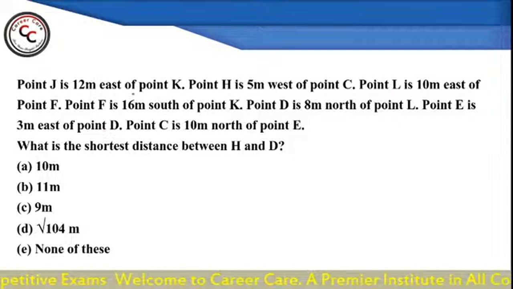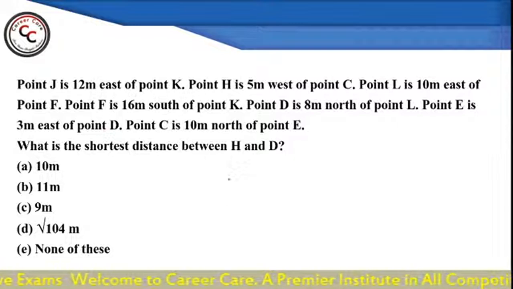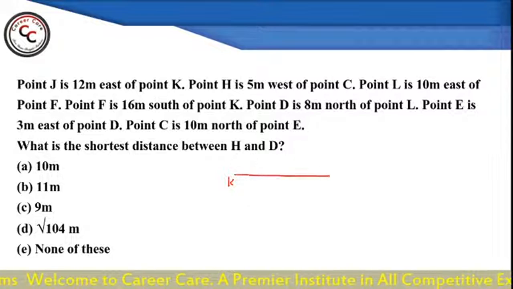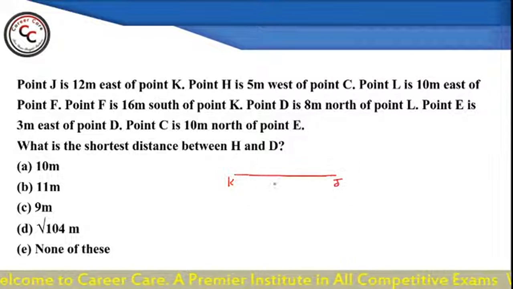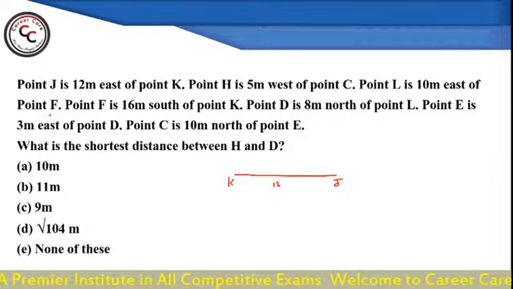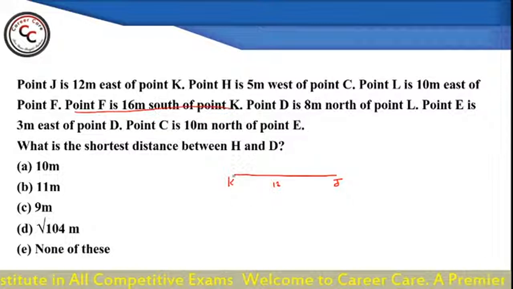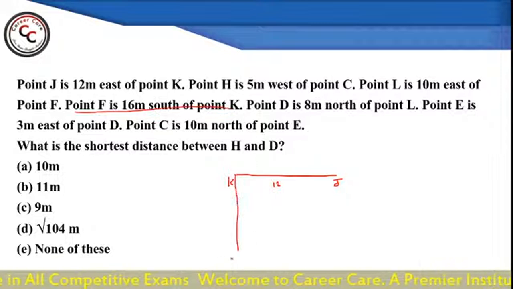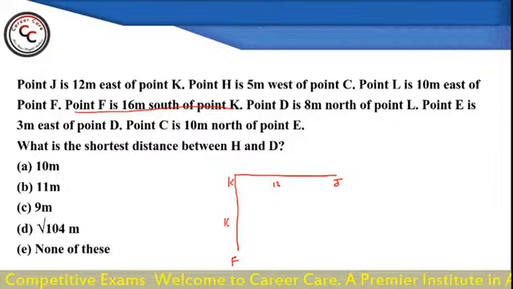Point J is 12 meter east of K. So to the east of K, J is present at a distance of 12 meter. Okay. H is 5 meters west of C. No idea. L is 10 meter east of F. No idea. F is 16 meters south of K. So south of K, F is present at a distance of 16 meters.